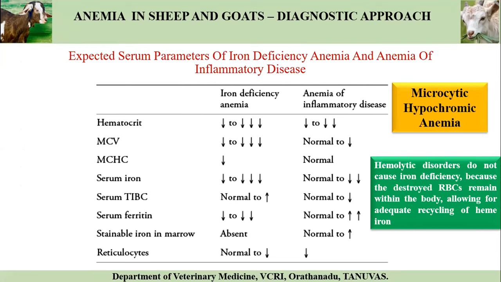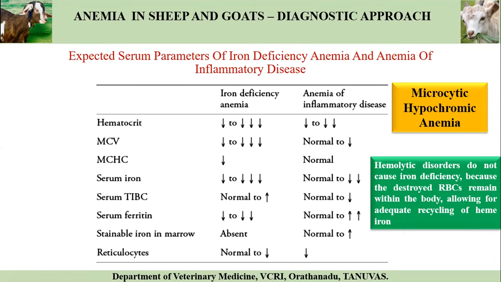So what can you expect during iron deficiency anemia? In a peripheral blood smear, you will be able to see microcytic hypochromic anemia. Normally, hemolytic disorders do not cause iron deficiency. Why? Because the destroyed RBCs remain within the body, allowing for adequate recycling of the heme iron.